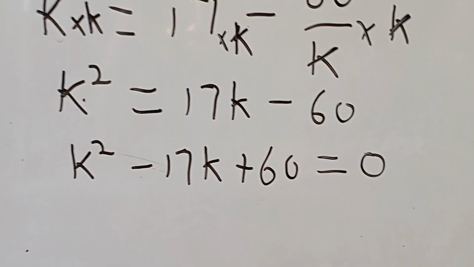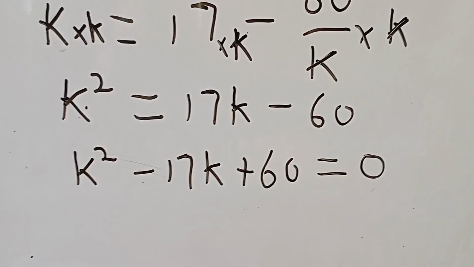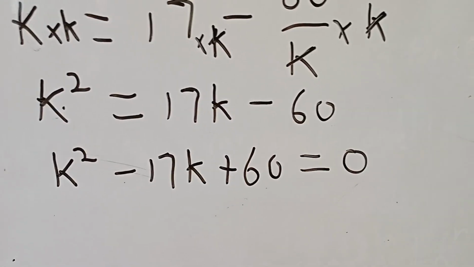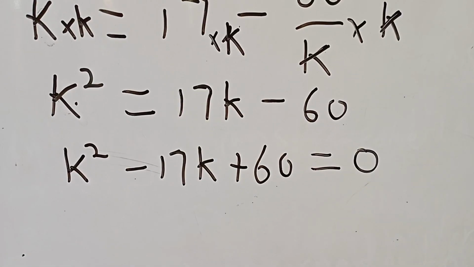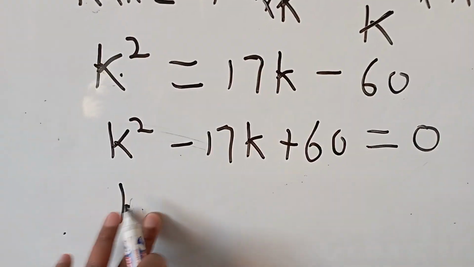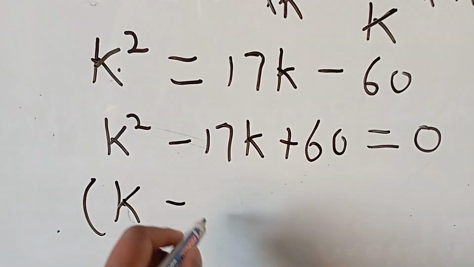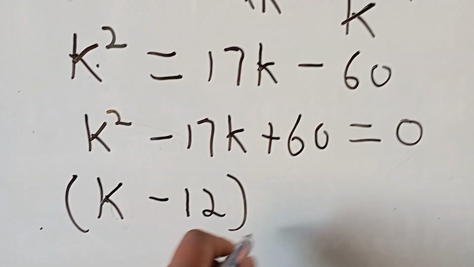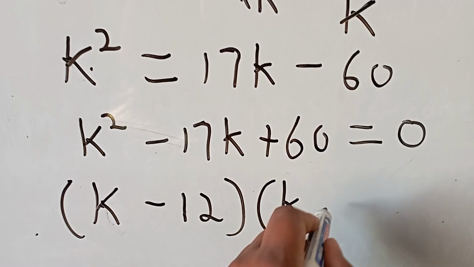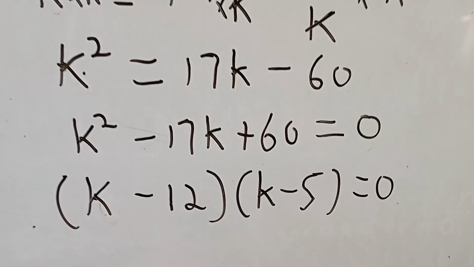Right, so to look for those factors, 12 times 5. 12 plus 5: 12, 13, 14, 15, 16, 17. Right. So we can have 12, because we need to have minus 17. We can have k minus 12, then we can have k minus 5 is equal to 0.